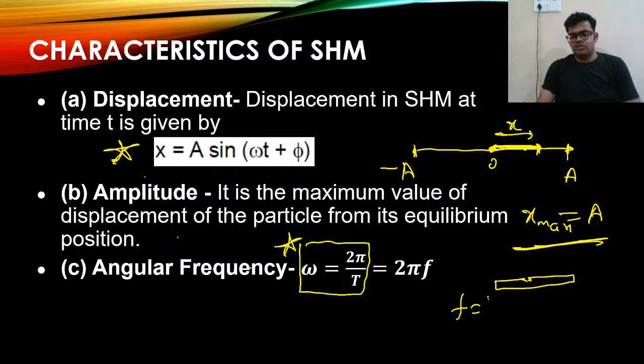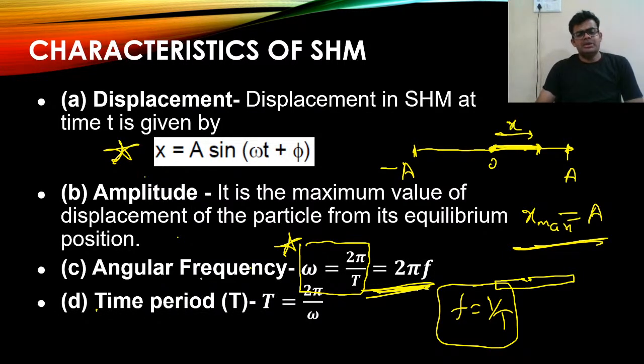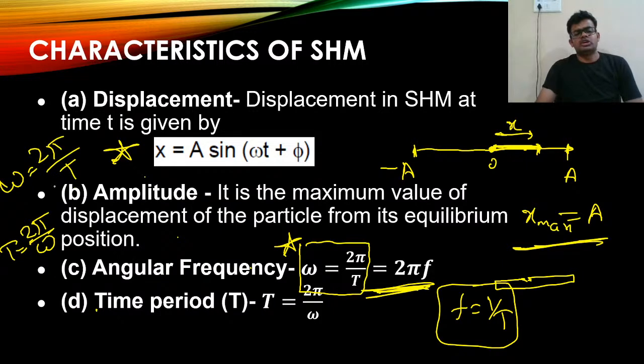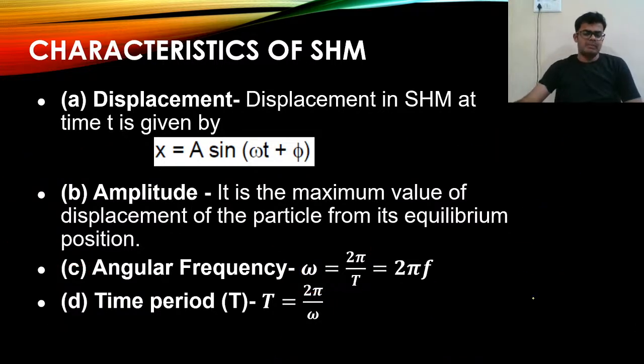And 1 by capital T is called frequency. Remember, omega equals 2 pi upon capital T, which equals 2 pi f. This is the formula of angular frequency you need to remember. Next, time period. The time period is given by T equals 2 pi upon omega, because omega equals 2 pi upon capital T. So T equals 2 pi by omega. Remember this formula. These are the basic formulas and terms you need to remember. Let's move to the next slide.